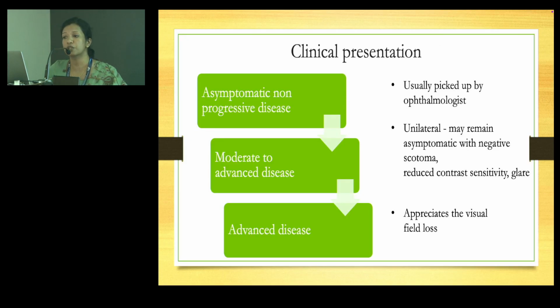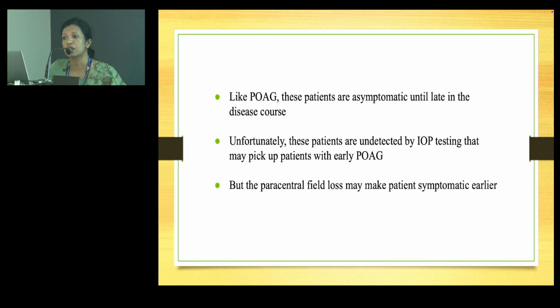So clinically, the patient can present as an asymptomatic non-progressive disease, which is usually picked up by an ophthalmologist during routine checkup, or as a moderate to advanced disease. Even in moderate disease, if it is unilateral, patient may remain asymptomatic with negative scotoma. Patient may have reduced contrast sensitivity and glare, or the patient can present with an advanced disease who appreciates the visual field loss. Like primary open angle glaucoma, these patients are asymptomatic until late in the disease course. Unfortunately, these patients are undetected by intraocular pressure testing that may pick up patients with early primary open angle glaucoma. But the paracentral field loss may make the patient symptomatic earlier.